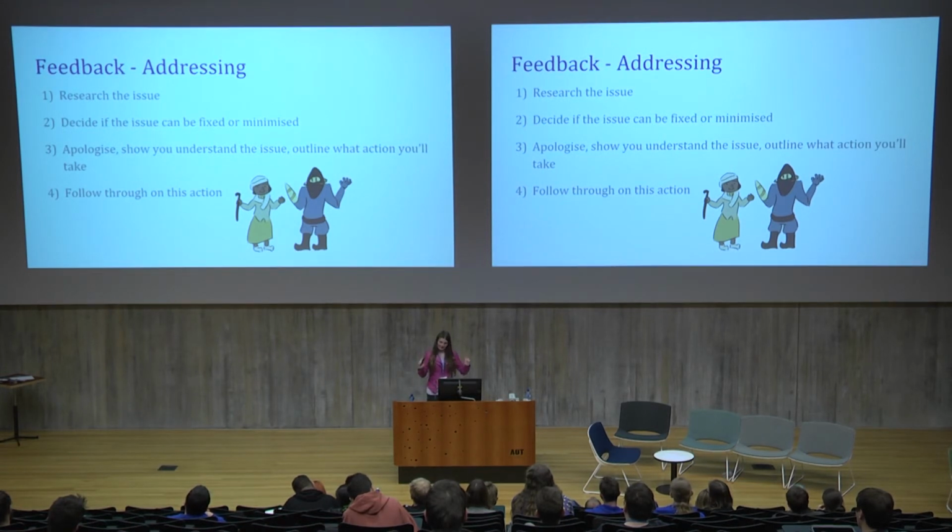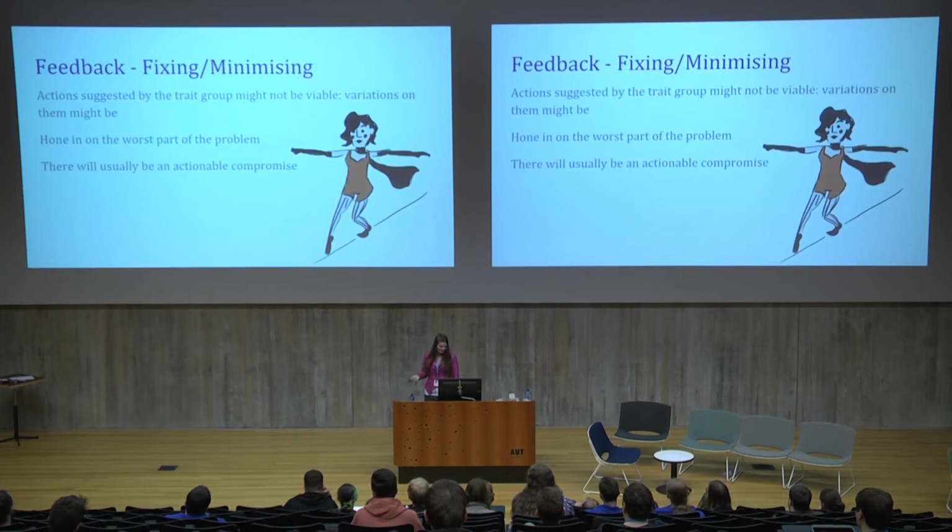Then once you've got an idea of how big the issue is, research the issue a bit more and see what you can do about it. Then basically apologize publicly, whether you have a fix or not, and outline what you're going to do next. So make sure that whatever action you promise to people after your apology is something that you can action and that you do action, so that you don't look like you're just trying to save face, basically.